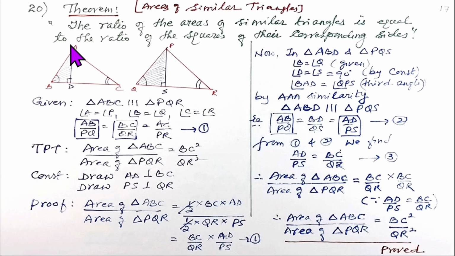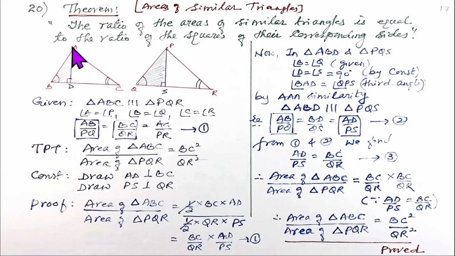Now we have to prove that area of triangle ABC divided by area of triangle PQR is equal to BC square upon QR square. So here I have taken one pair of corresponding sides, that is BC and QR. We can also take AC and PR or AB and PQ, but since BC and QR are more clearly visible, I have taken BC and QR. Therefore, area of triangle ABC upon area of triangle PQR is equal to BC square upon QR square is what we have to prove.